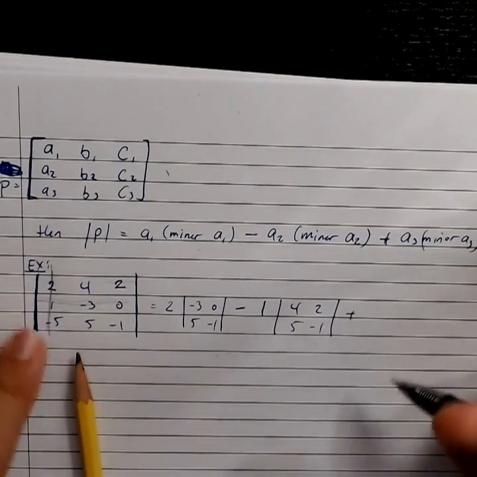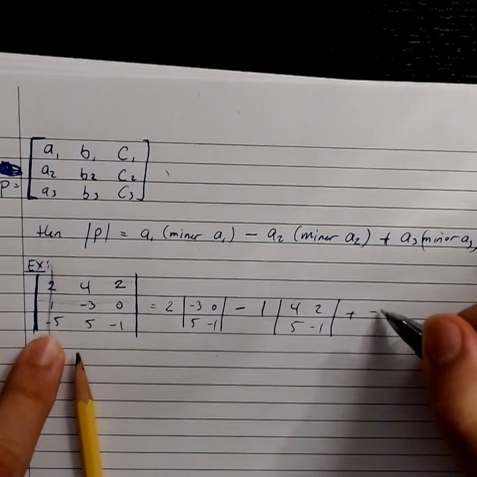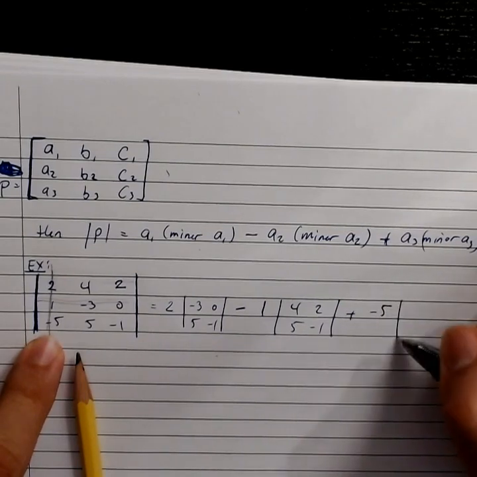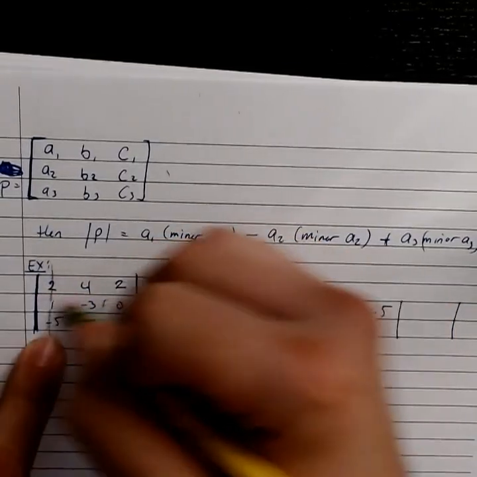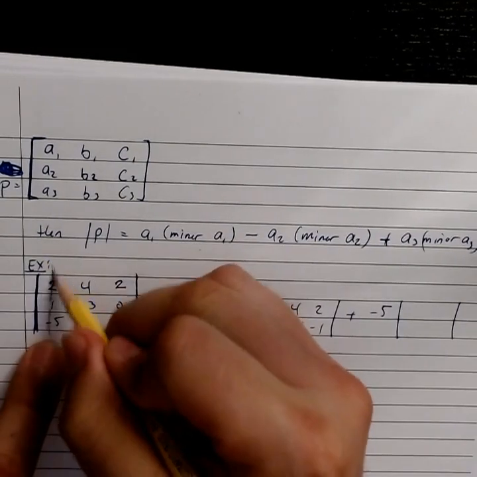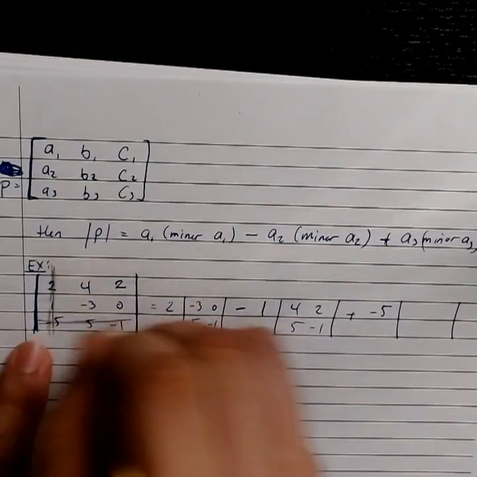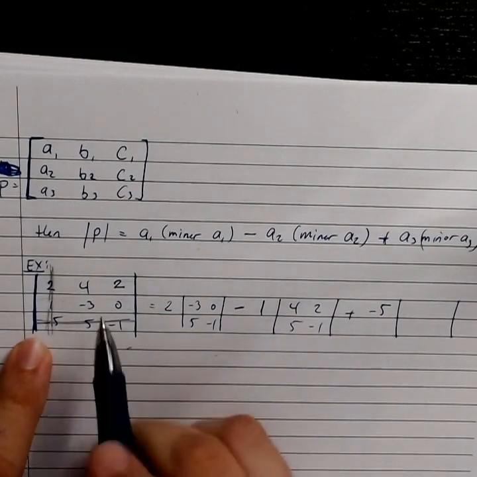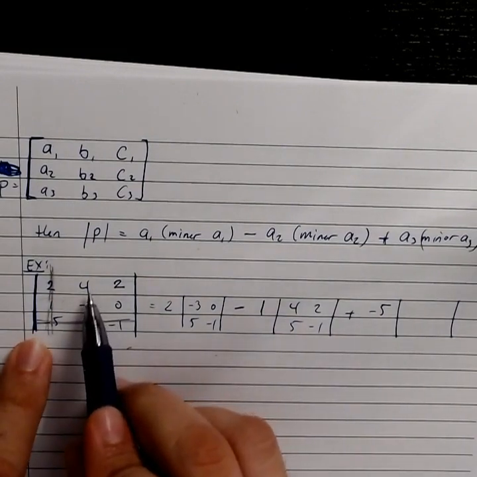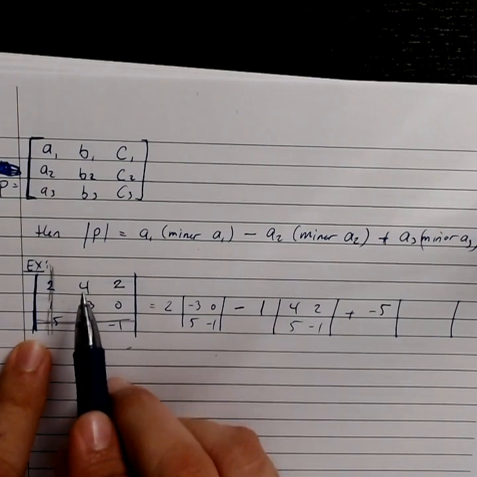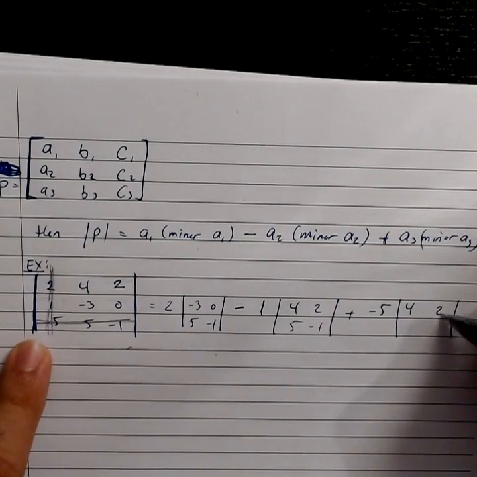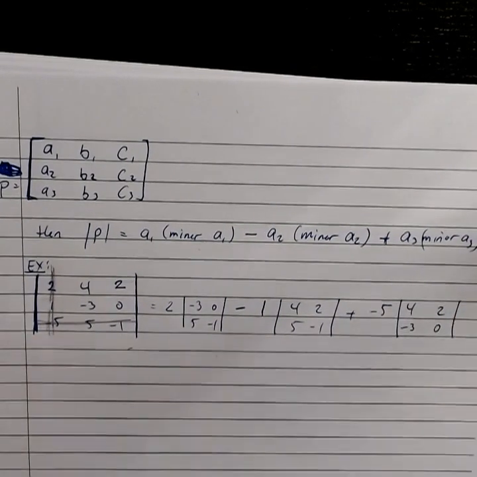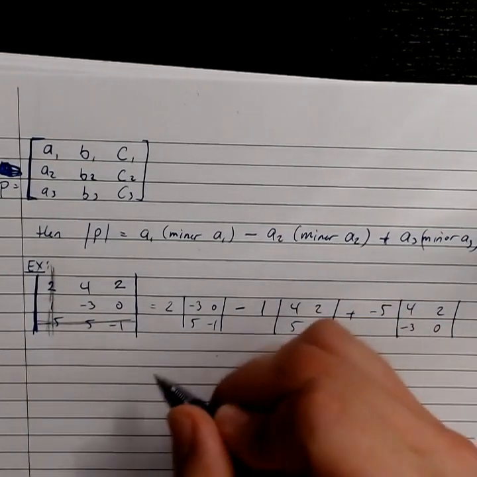And finally, we want A3, this third number down here, which is a negative 5, times its minor. And again, when we look at the minor of negative 5, this number down here, we want to ignore that row and we want to ignore that column. And here, the matrix that is left, the 2 by 2 matrix, we're going to find its determinant is going to be 4, 2, minus 3, and 0. All right, and now each of these are numbers that are simple enough to get.